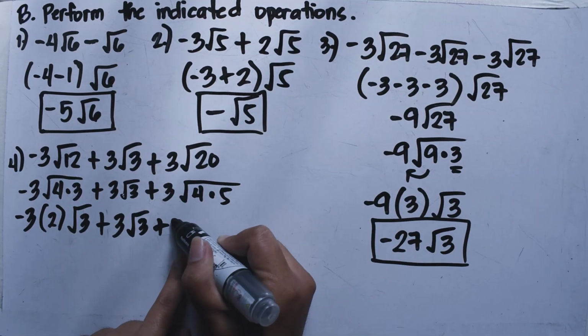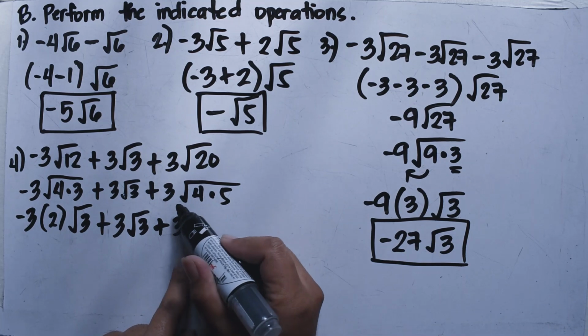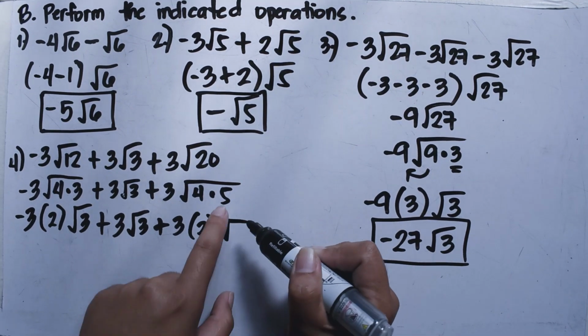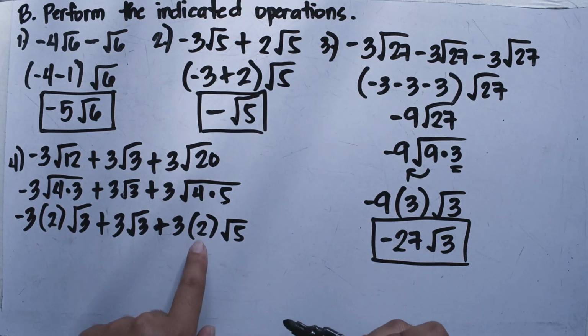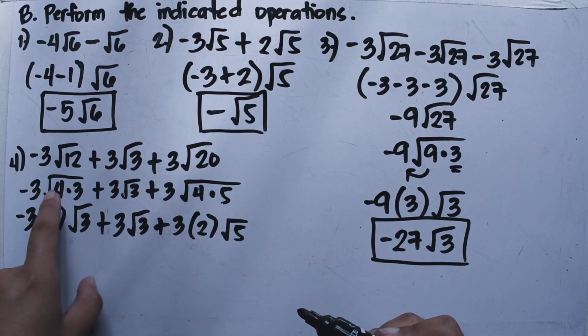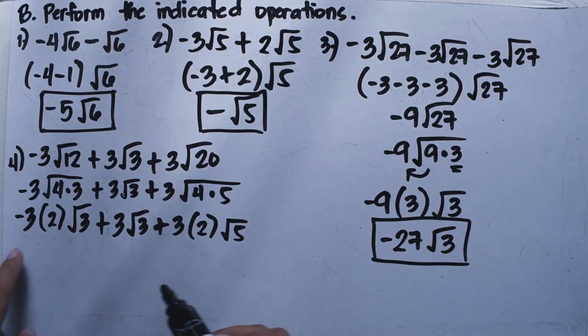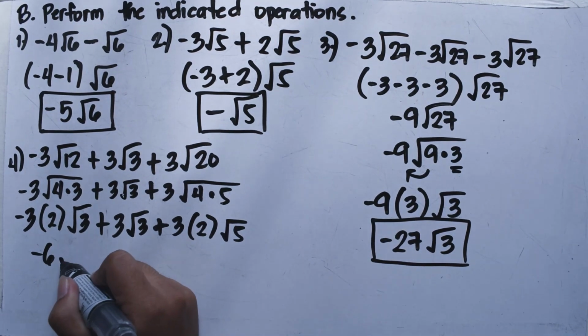Plus, simplify din natin to 3. Pag nilabas natin again si 4, magiging 2. Dahil ang square root of 4 is 2. So, ito na po siya. Matitira lang sa loob si 5. Nakuha? So, again, sa nanggagaling to, ayun po. Square root of 4 is 2. Ayun din. Square root of 4 is 2. Then, simplify. So, we have negative 3 times 2. Negative 6. Square root of 3.